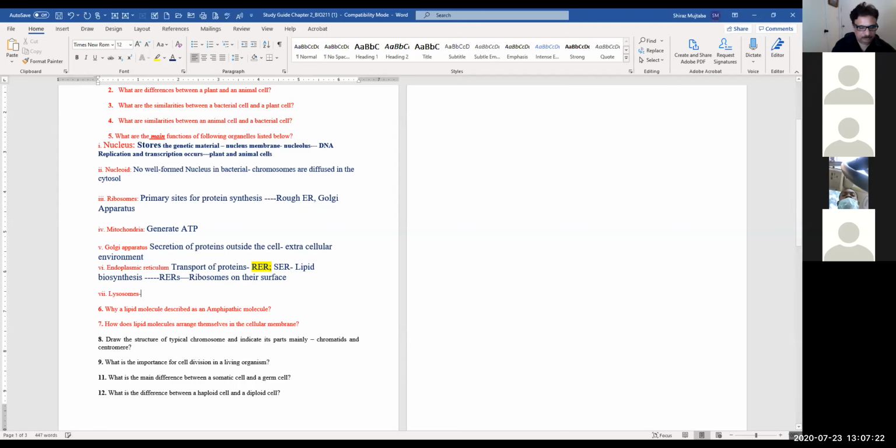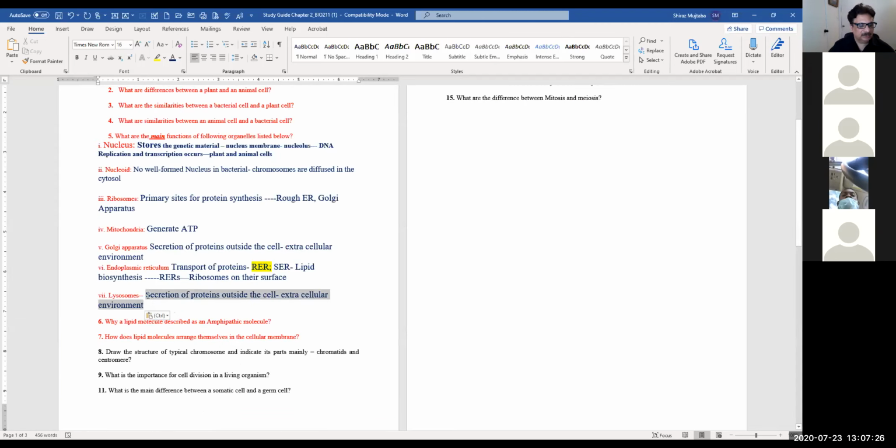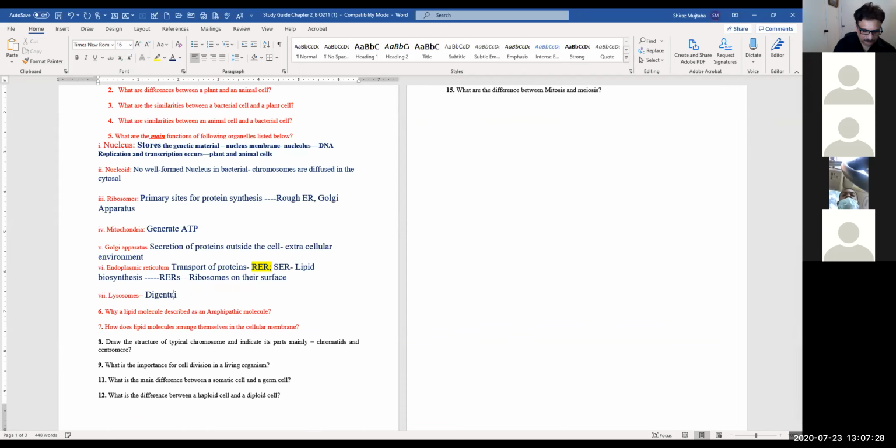What is the function of lysosome? Lysosomes contain digestive enzymes, especially in unicellular eukaryotes.